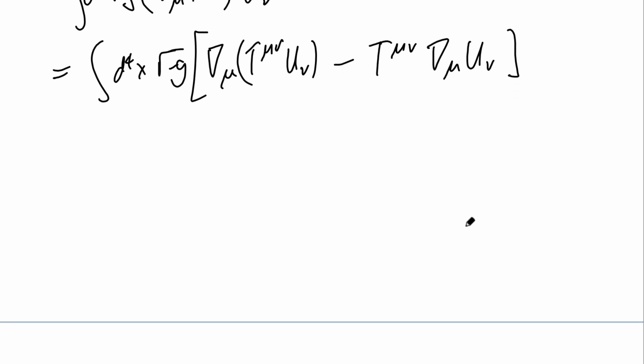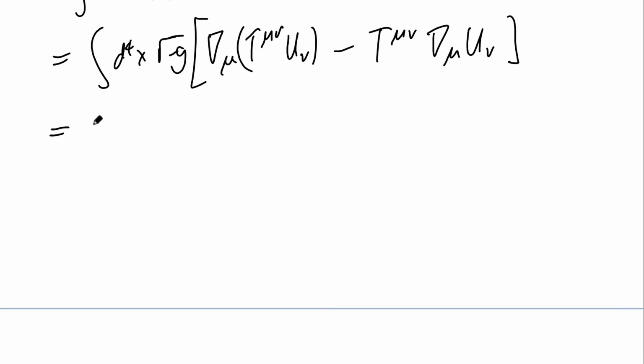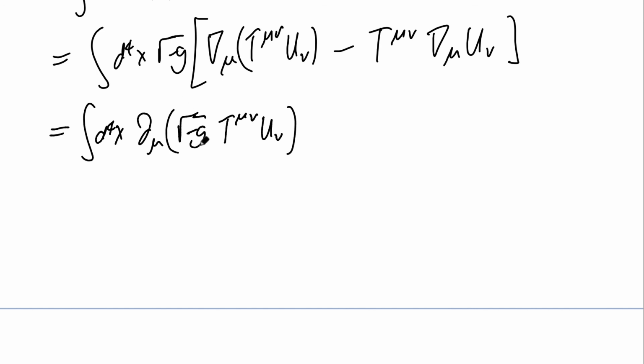Now let's simplify this. You might recall from one of the practice problems that anytime you have a covariant divergence of a vector field, so this is a vector field, a type (1,0) tensor with only one free index mu, and this is like the divergence, but it's a covariant derivative with the indices wired together, it can be written as partial mu acting on the square root of minus g times T mu nu U nu. That's just an identity that you can verify by writing both of these out.